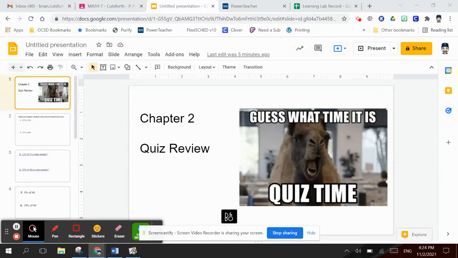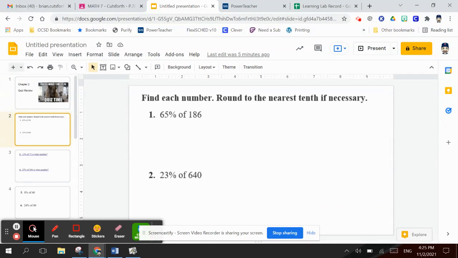Chapter 2, Quiz Review. Well, numbers 1 through 2 here, we're going to find each number. We're going to round to the nearest tenth if necessary. So when I look at number 1, 65% of 168.